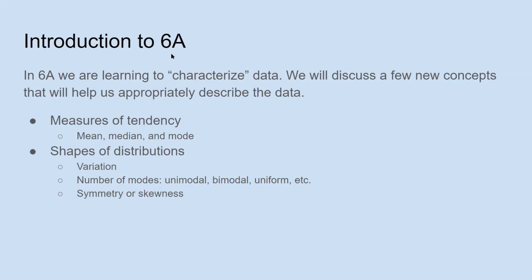Throughout Chapter 6, we're going to develop our skills. To begin, we're learning about measures of tendency. So the 3 measures of tendency we'll discuss today are mean, median, and mode. We will also discuss distributions, and that will include variation, so the variance in data. We will talk about the number of modes. I will only discuss this briefly in class, but you will see this in your homework. So the number of modes, and then symmetry and skewness. So these are our main ideas in today's lesson.